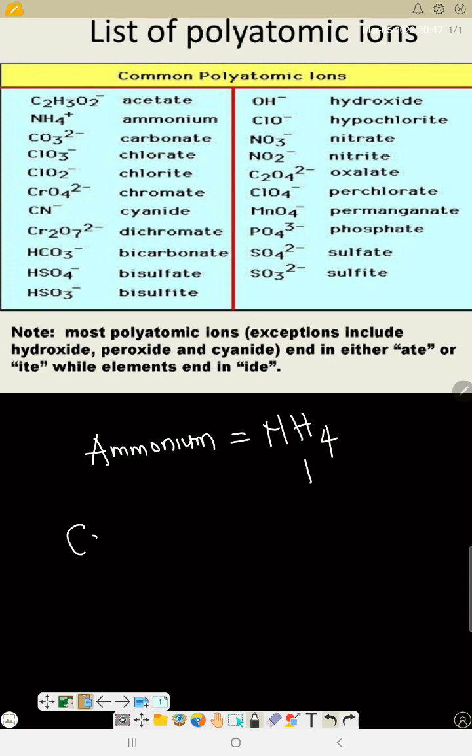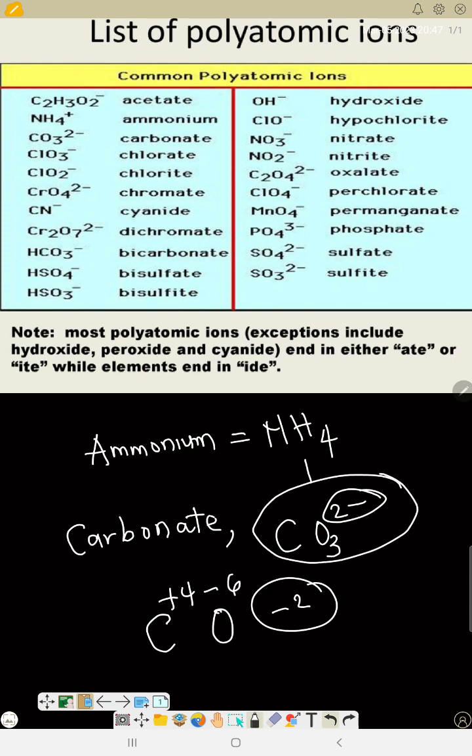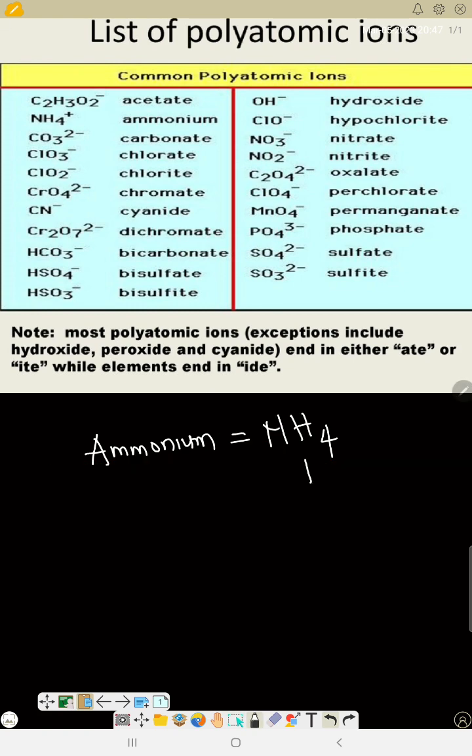See carbonate. Carbonate is CO3 2 minus. Now the total charge is 2 minus because carbon is plus 4, oxygen is minus 2, so 3 times minus 2 is minus 6, so 4 minus 6 is minus 2, so their total charge is minus 2. So carbonate will be CO3 2 minus. But you don't need all those workings, you need it for strange ones.